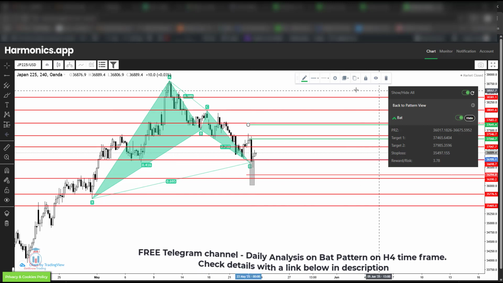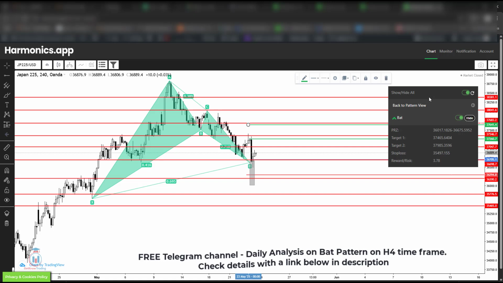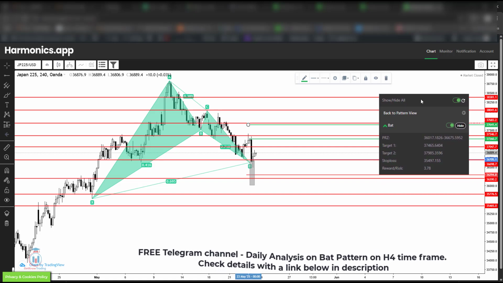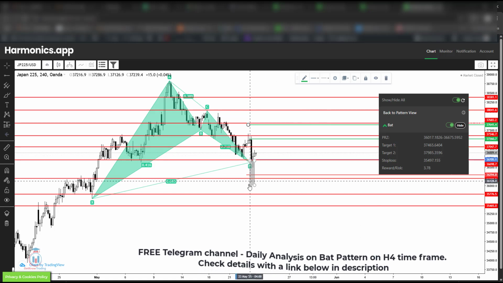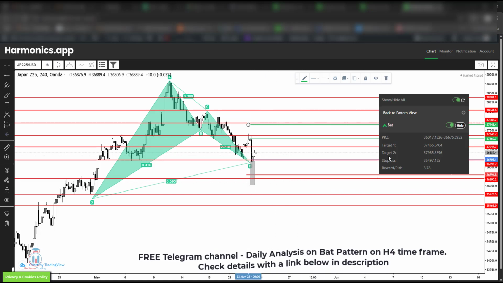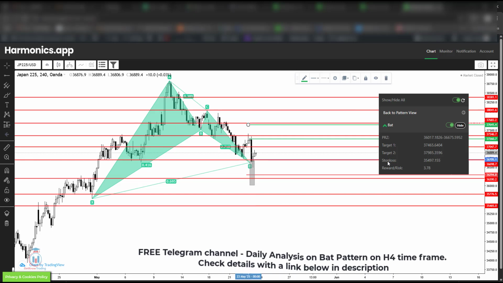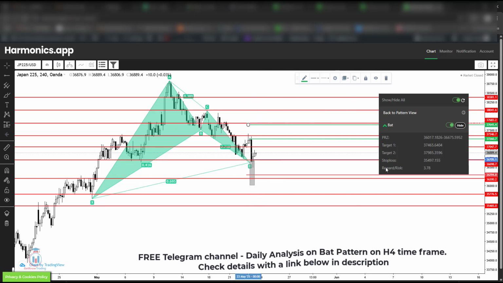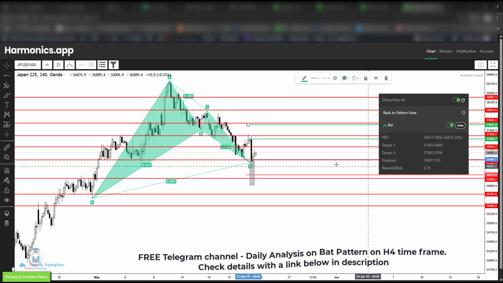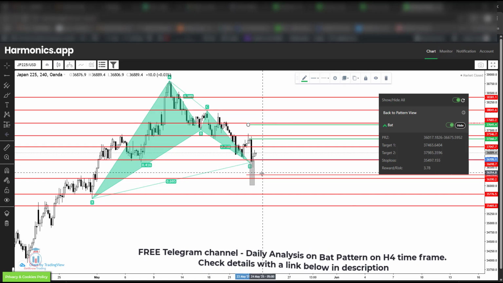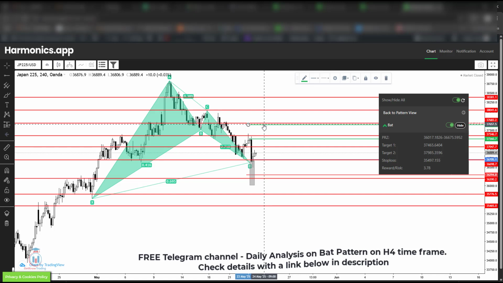You can also use a chart like I have done here. You have a floating window which shows you all the details. The potential reversal zone, which is a gray area. You have target 1 and target 2, these are the green lines. You have a stop loss, which is a red line, and the reward to risk of 3.78, which means this is the ratio between the open price compared with the stop loss and the take profit level 2.